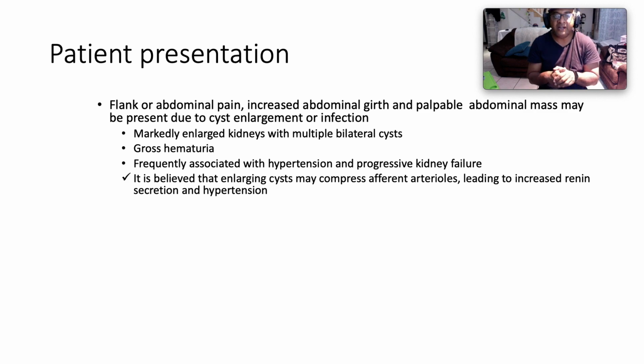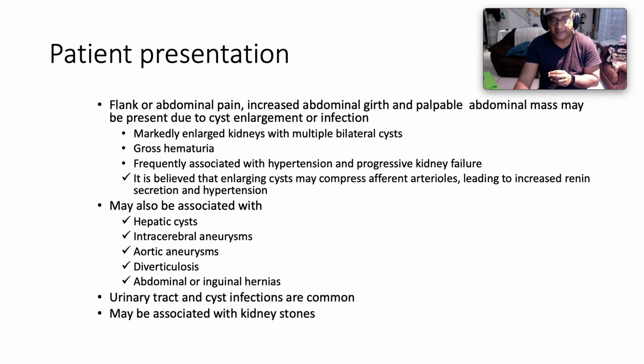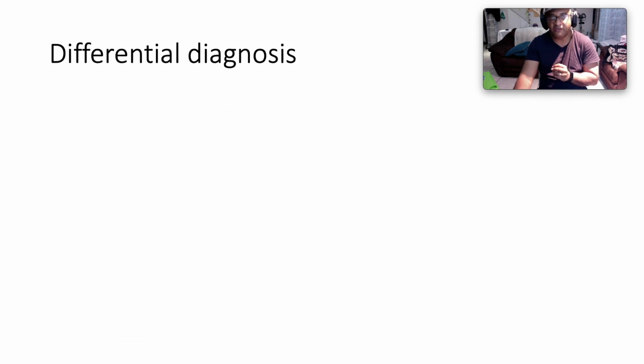It is believed that enlarging cysts may compress afferent arterioles, which then leads to increased renin secretion, and that's the basis of the hypertension. Concomitant things you may also find in these patients are hepatic cysts, intracerebral aneurysms, aortic aneurysms, diverticulosis, and abdominal or inguinal hernias. Urinary tract and cyst infections are common, and also there's an association with nephrolithiasis.